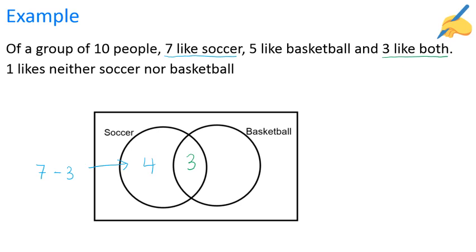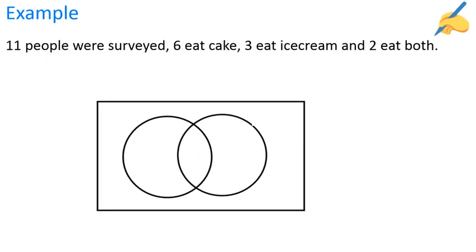And then the basketball, we've got 5 like basketball. So in here, I'll do 5 minus the middle section that's already there. So 5 minus 3 is 2. And we've got 1 that likes neither. So that goes on the outside. To make sure I'm correct, I always add it up, see if it makes the starting number. So 4 plus 3 plus 2 plus 1. Yep, that makes 10.